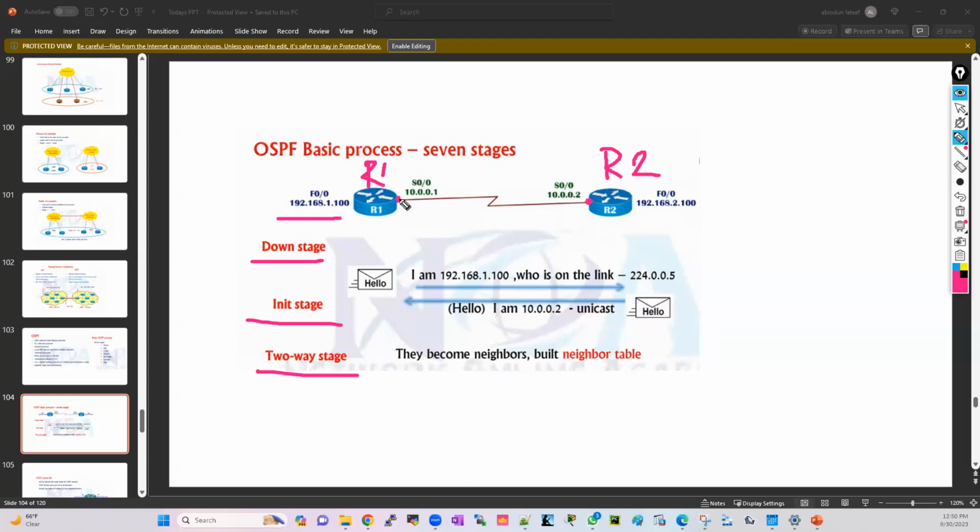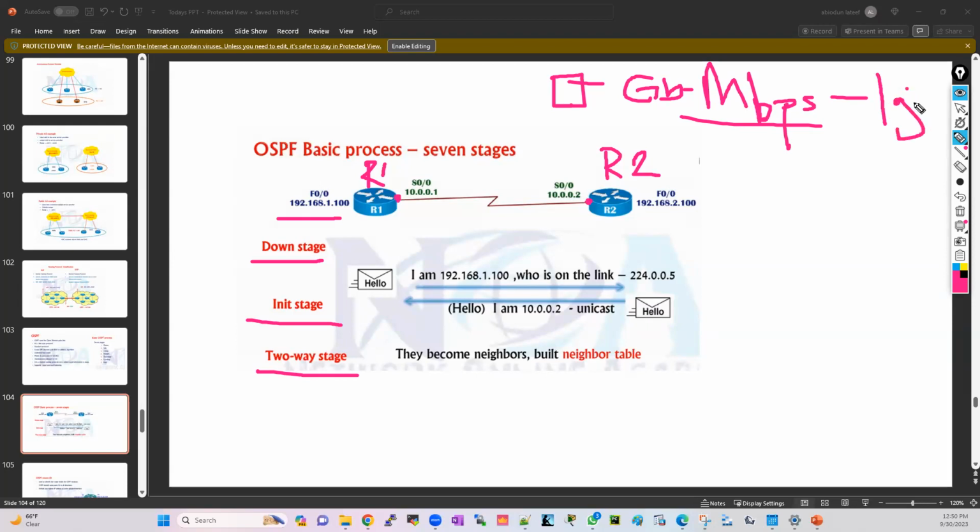These are serial links. They have very small bandwidth. Now, most organizations use gigabit links. 1000 Mbps is 1 gigabit. 1000 Mbps is what? 1 gig.